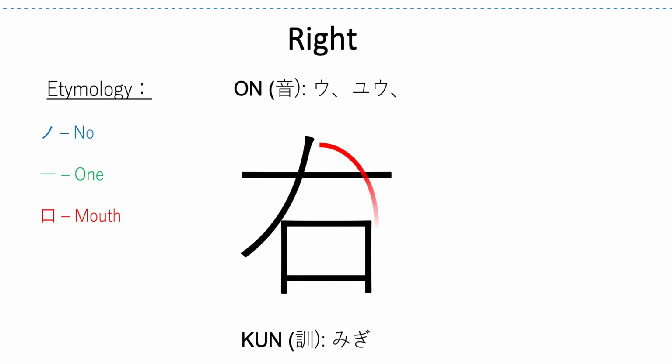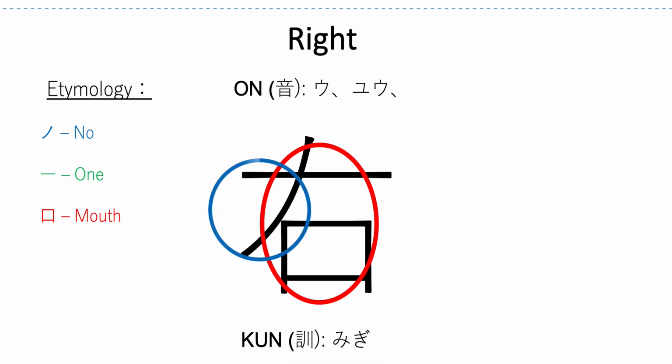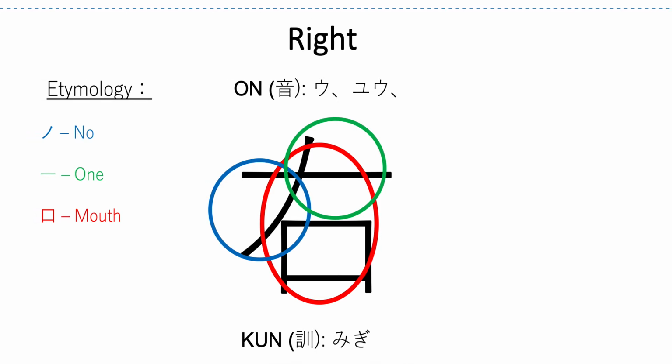So we have three things going on. The first thing that we have going on down there is a mouth, followed by the no katakana down here, and then right above we have the one symbol as in the first kanji that I showed on this channel. If you're not familiar, please make sure you go ahead and go back to that video so you can learn about how to memorize the symbol for one. But it's simply one stroke. You should be able to get it down pretty quick. With that, so we have three things going on. No, one, and a mouth.